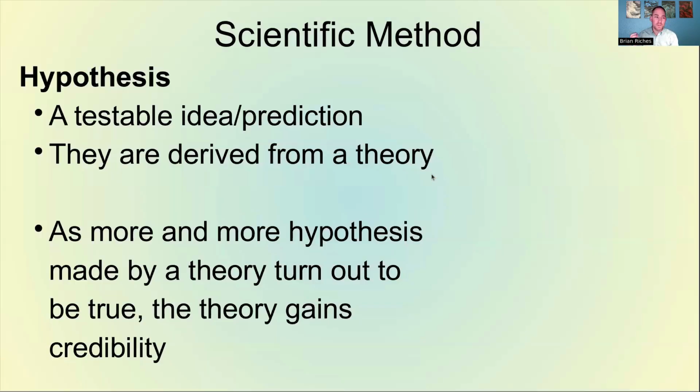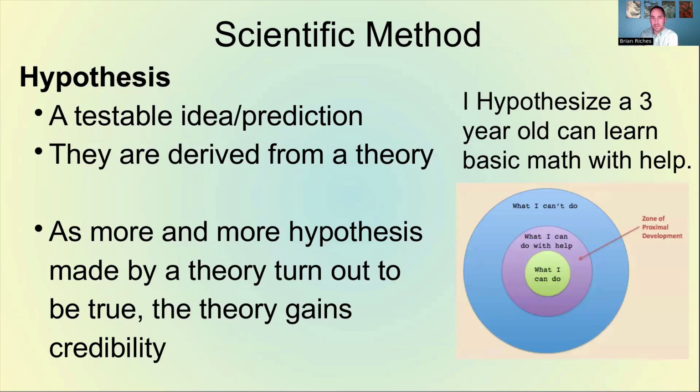So hypotheses are a specific testable idea that comes from that theory. And as we try to test those and falsify this theory more and more ways, the theory can either be stronger, or we can see that it doesn't actually quite explain things super well. So with this theory of the zone of proximal development, Vygotsky's sociocultural learning theory, I might make a specific hypothesis. If the overall theory says that people can learn from other people, from being mentored, then I might hypothesize that a 3-year-old can learn basic math with help. And that is one prediction that you'd make based off of Vygotsky's theory.